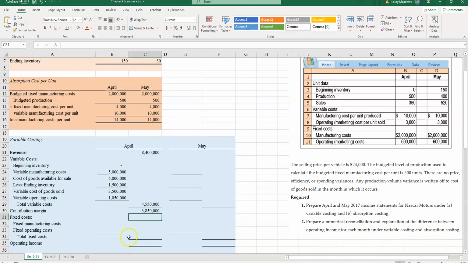Now, let's take a look at fixed costs, both manufacturing and operating costs under variable costing. Remember, under variable costing, all fixed manufacturing costs are expensed off in their entirety because we're treating them as a period cost. So I'm going to expense the whole $2 million, as well as the full $600,000 worth of operating costs that I see over here. So what are my total fixed costs for the period under variable costing? $2,600,000.